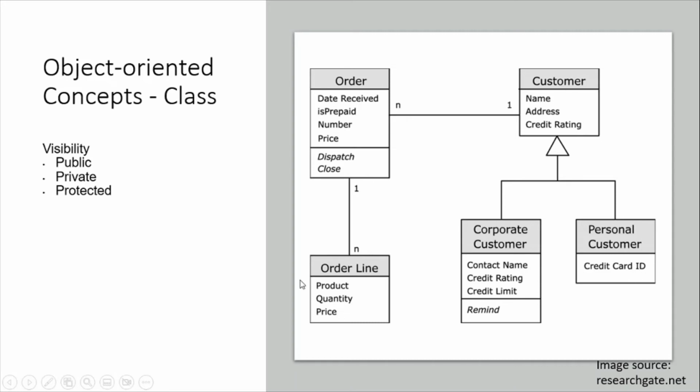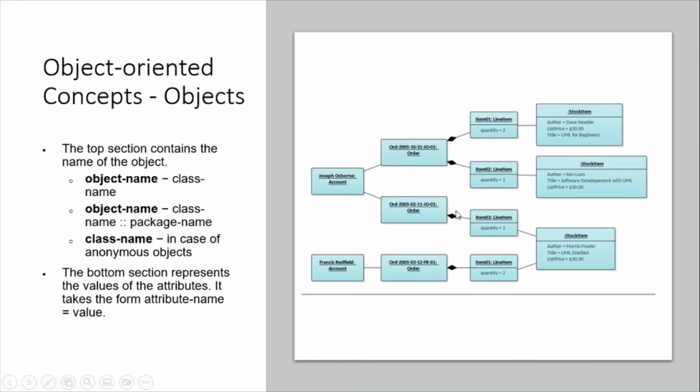So these are called simple classes. And we do have the transactional. Aside from order, we do have the corporate customer, which has contact name, credit rating, and credit limit as the attributes and remind as the operation. Now, these are the objects. The top section contains the name of the object. Object name is the class name, and the bottom section represents the values of the attributes.